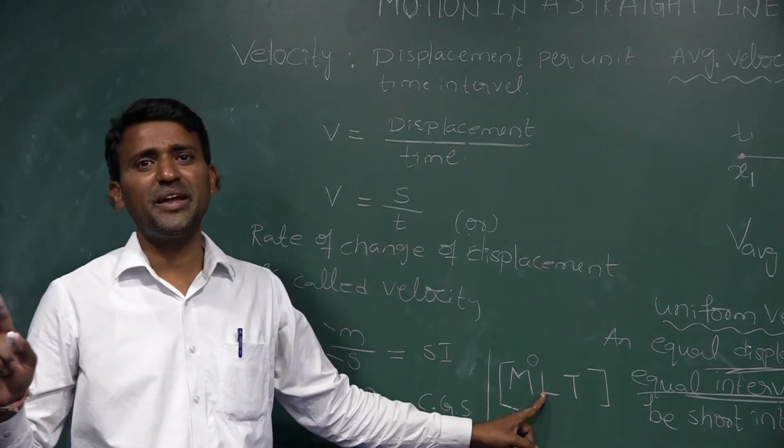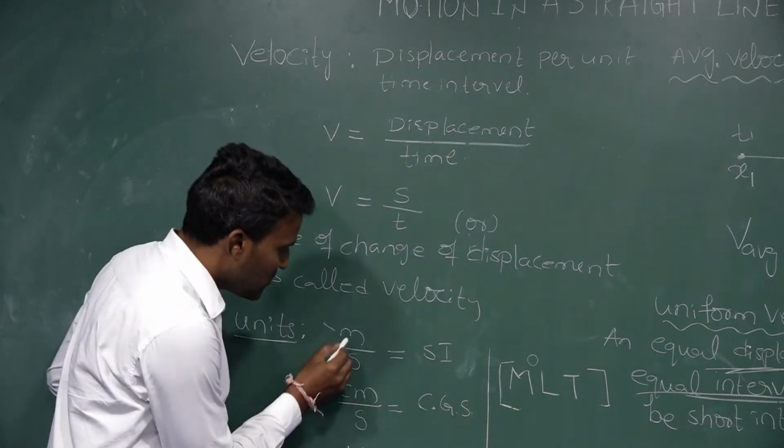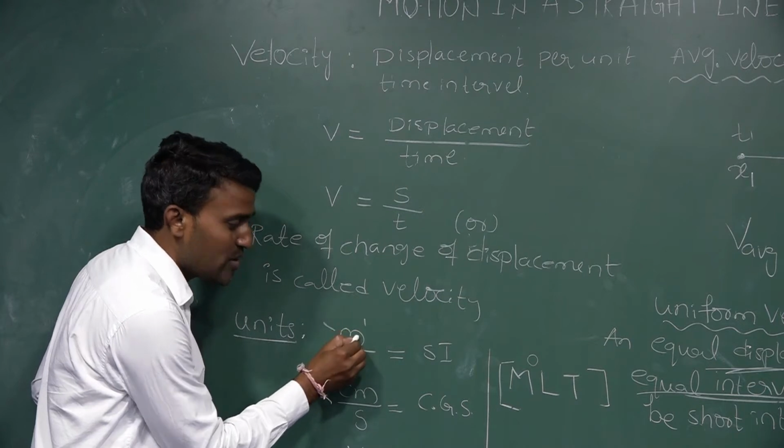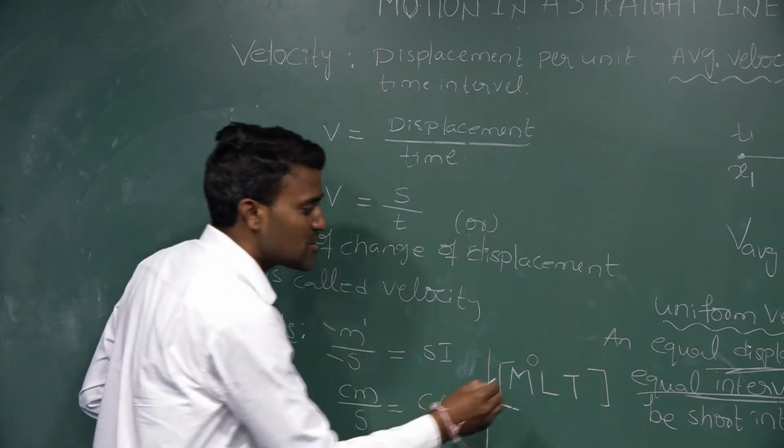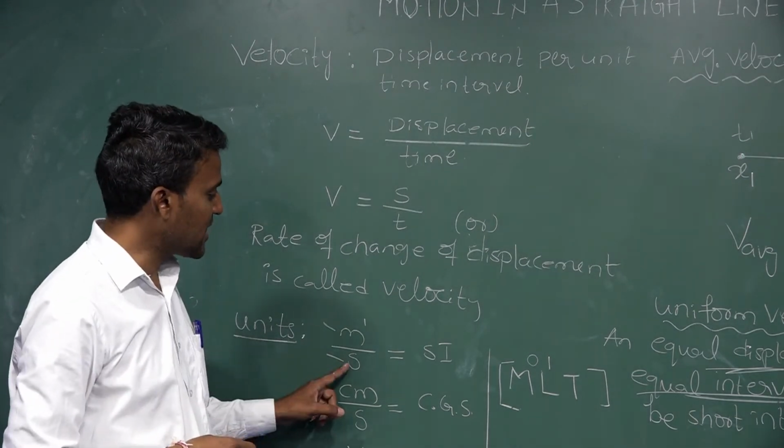Next one, length. Length unit is the meter. So how many times is the meter raised? See here, the meter is there one time, the power is one time. So meter is raised by one time. So 1 in length.